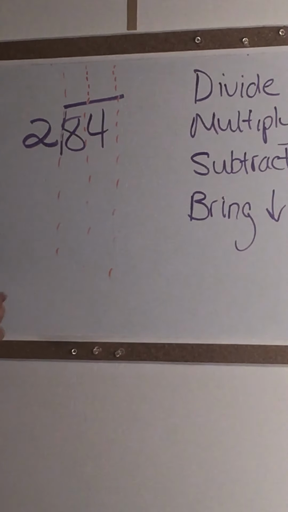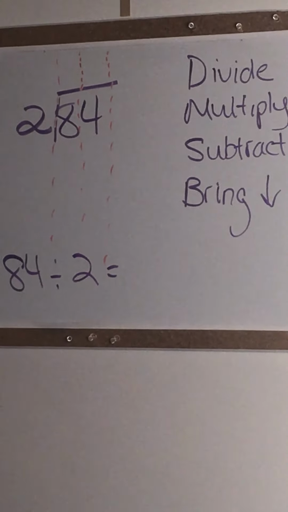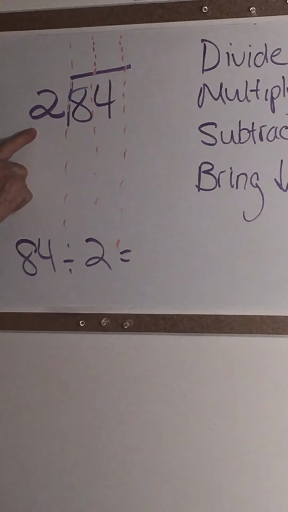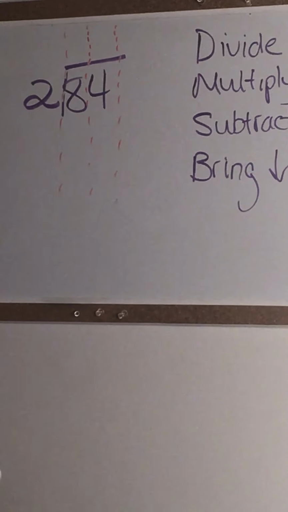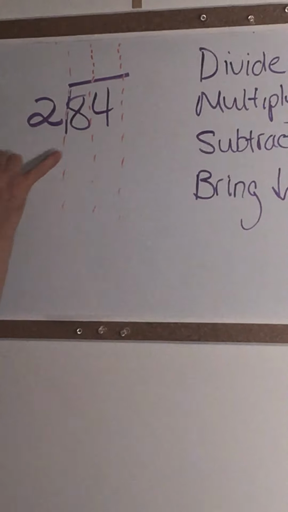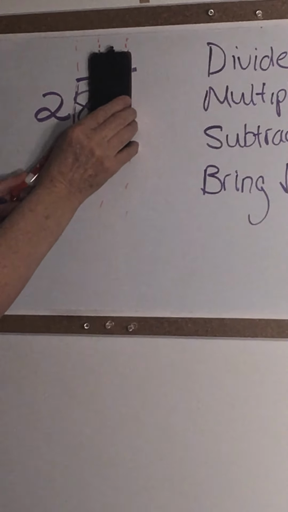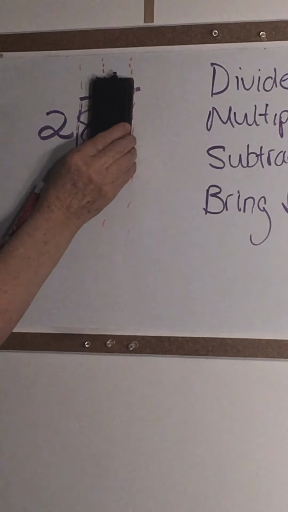I could have also written it like this. Same problem, okay? But it's easier to solve if I don't know it by heart, like this. So that's why we write it like this. Okay, I'm looking at my first column. 8 is the first number. Is 8 equal to or larger than 2? Yes. So I'm going to use this column.